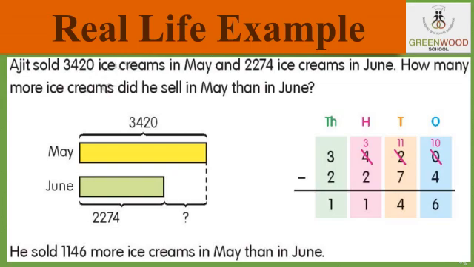Now in hundreds place, from 4 we gave one number to tens. So 4 will become 3. So 3 minus 2, it is possible, which is equal to 1. Now in the last step in thousands place, 3 minus 2, which is equal to 1. So our answer is 1,146. That is, he sold 1146 more ice creams in May than in June.